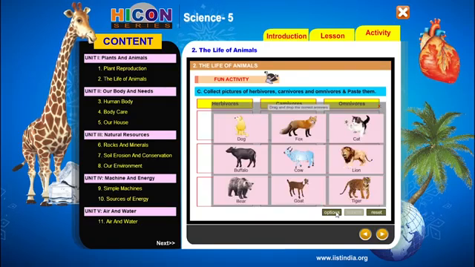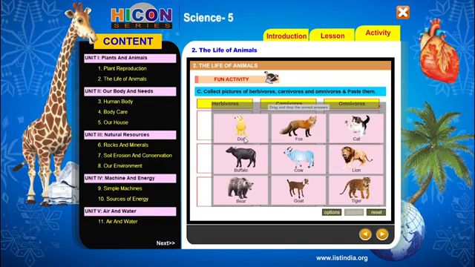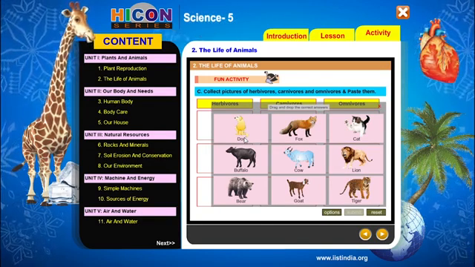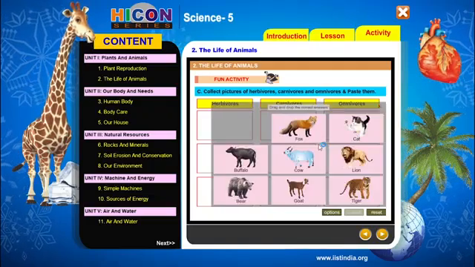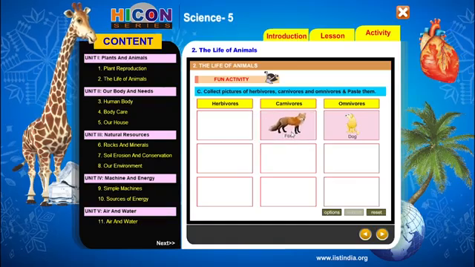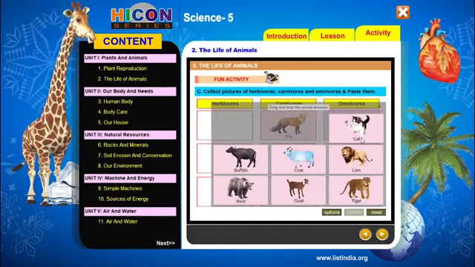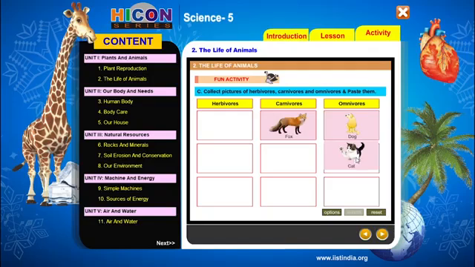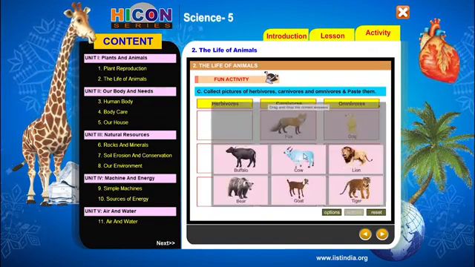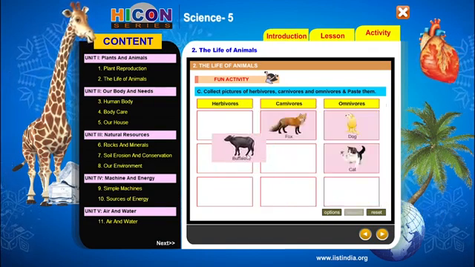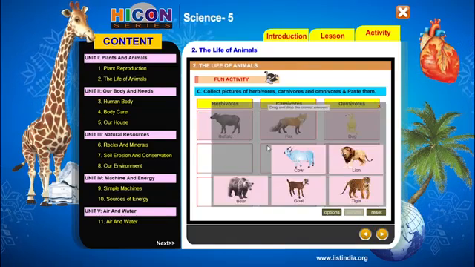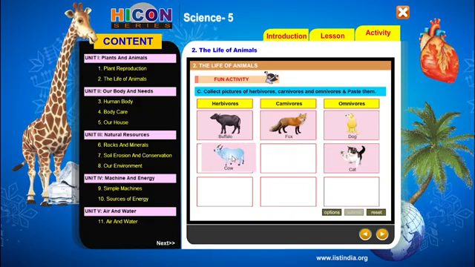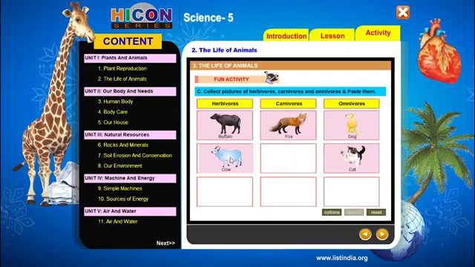So let us see some examples. Here, dog. Which type does dog belong to? It belongs to omnivores, as it can eat both plants and animals. So paste here. Next, fox. Fox is a carnivore. Next, cat. Cat is also an omnivore. Next, buffalo. Buffalo is a herbivore. It can eat only plants. Next, cow. Cow is also a herbivore. It can eat only plants and grass.